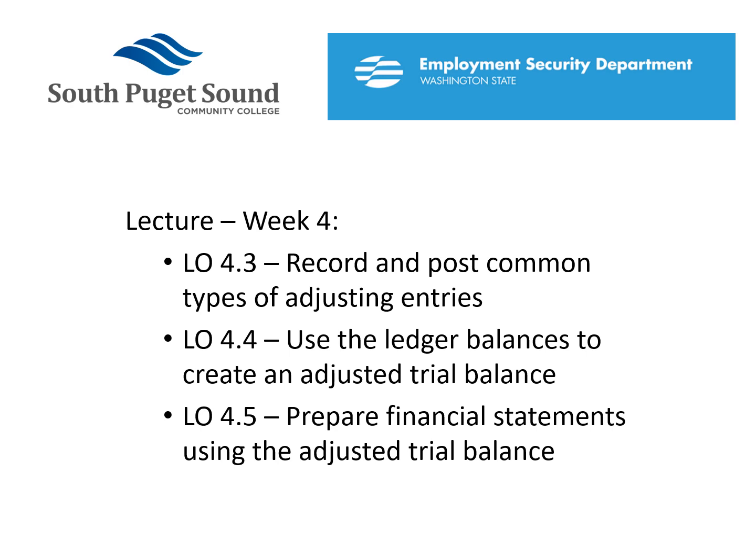In this lecture, I'll discuss Learning Objective 4.3 in your reading, which is basically a review of what we ended with last week. So recording common adjusting journal entries, and I'll also talk briefly about posting them. Next, we'll talk about Learning Objective 4.4, which is updating the general ledger and using those ledger balances to create an adjusted trial balance. So last week we created an unadjusted trial balance. This week it'll be adjusted. And then last, I'll talk about preparing a simple set of financial statements using that adjusted trial balance.